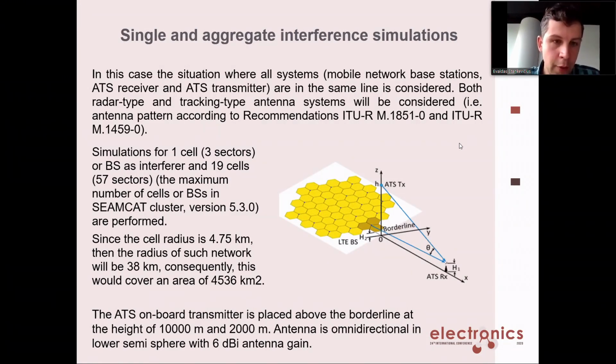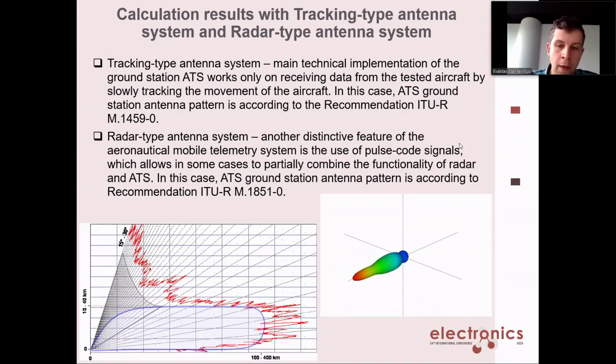The simulations were made, first of all, with one cell of 3 base station sectors, and then with a cluster of 57 sectors. And as I mentioned, 2 different antenna heights of the ATS transmitter.